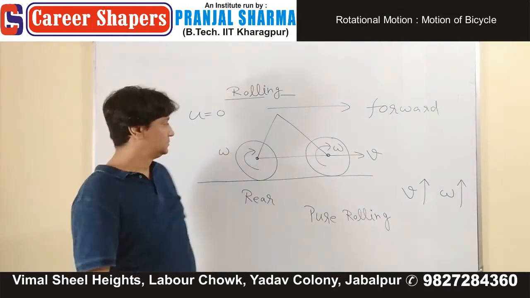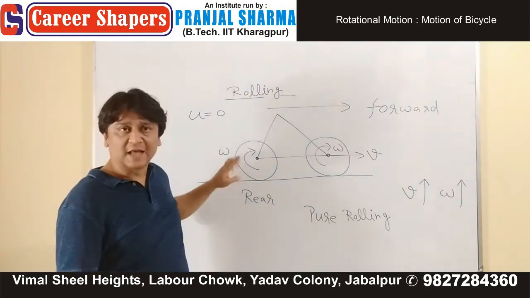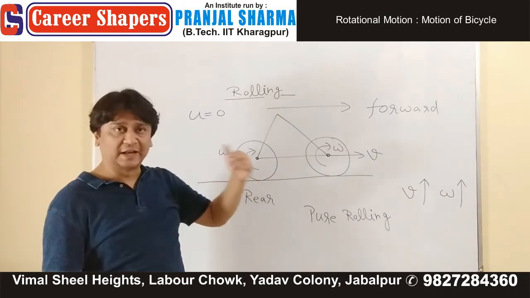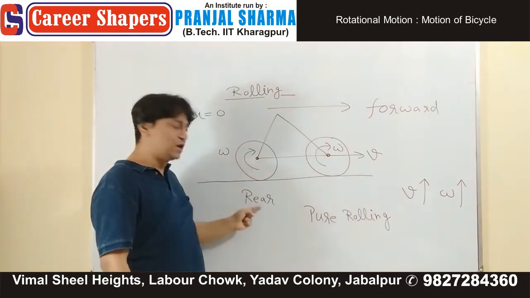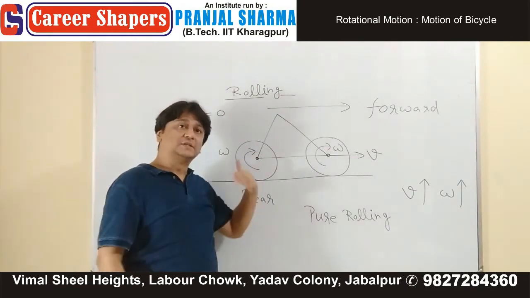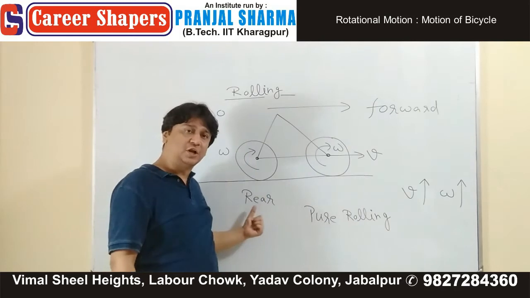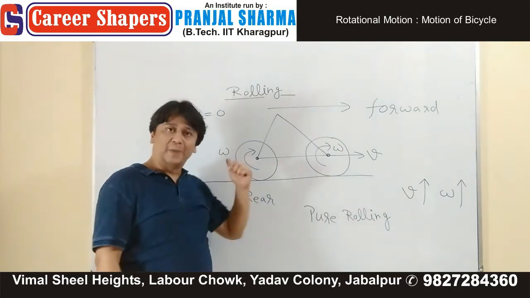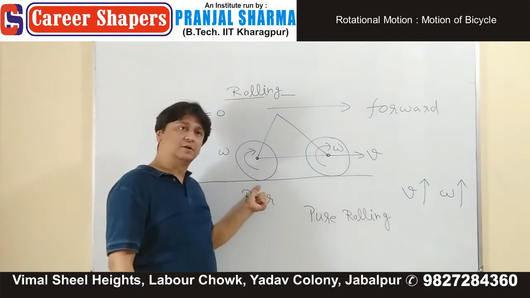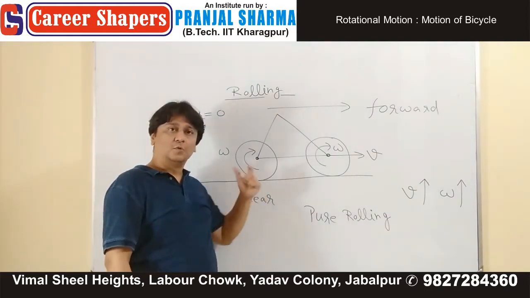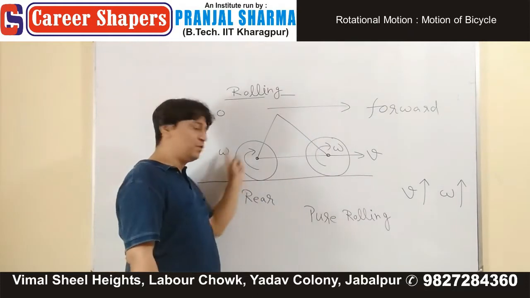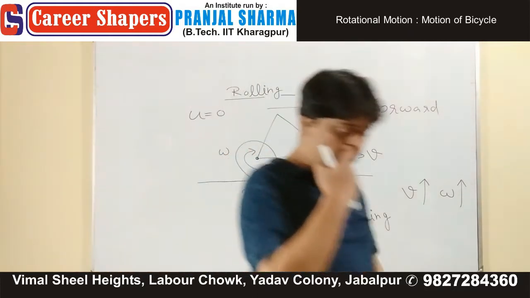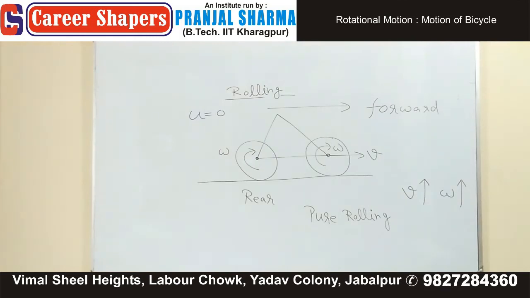Now tell me, what is that which increases the angular velocity of the rear wheel? What is that which is producing rotational motion? Paddling or friction at the contact point? What is the cause of rotation of the rear wheel? If you think paddling, then write down paddling. If you think friction, then write down friction. And I'm asking this for the rear wheel. Good.